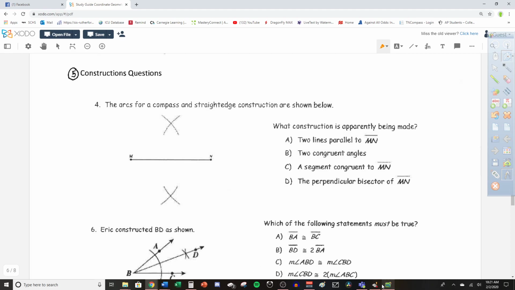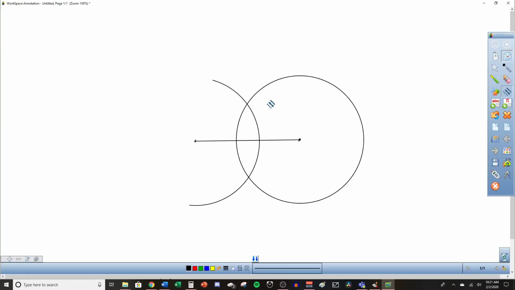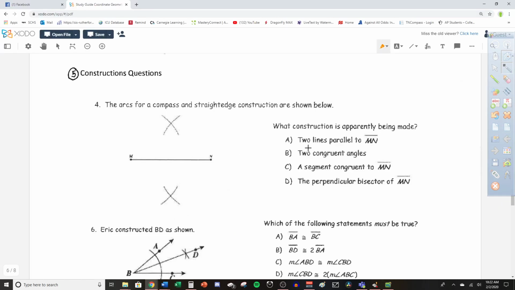if I connect those with a straight line from here, that's not a perfect one right there, down through, it's going to intersect at a right angle. So right here is a right angle. It's also going to split this in half. So what we call that is a perpendicular bisector. So on this one, the answer that we want to pick is this, perpendicular bisector of MN.